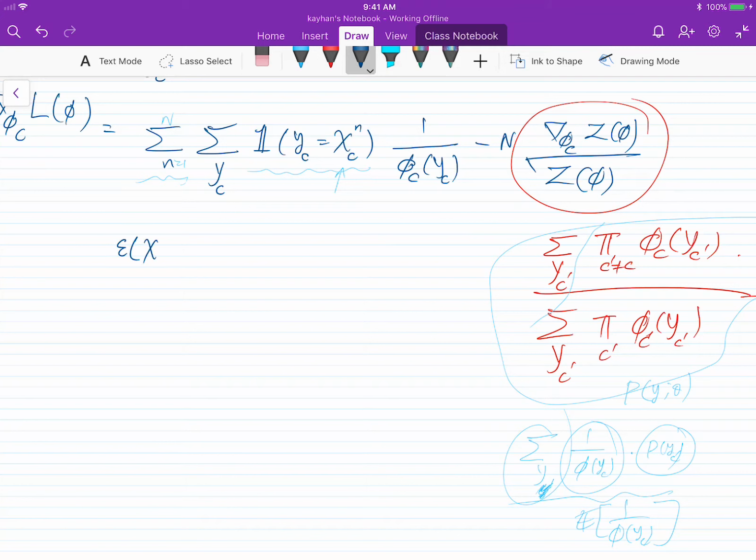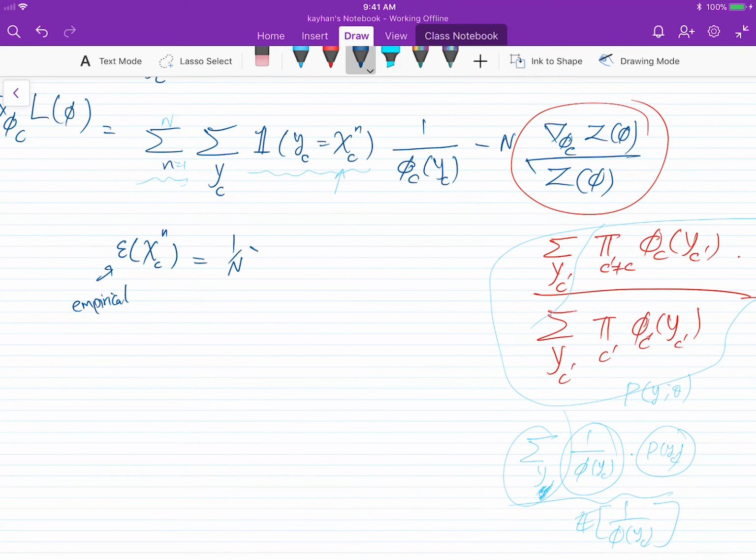This is the notation I'm going to use for empirical of yc, which is the number of times that I've seen this specific configuration, which is 1 over n, the indicator that yc is equal to this specific configuration. Why 1 over n? I'm going to introduce that just to normalize it. What you have seen here is exactly the same thing multiplied by n.